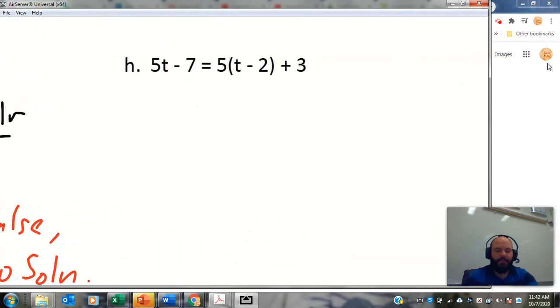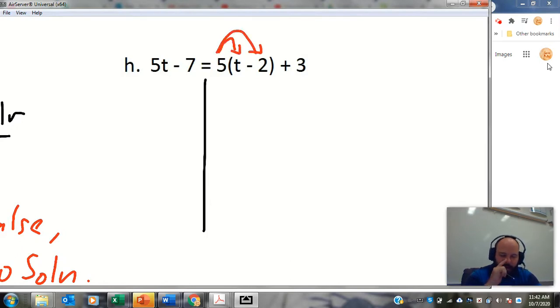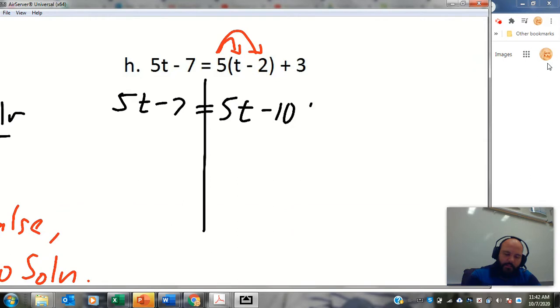Now the last one I'm going to show you is this one. I'm going to draw my line again in equals. I'm going to look at the left-hand side. There's nothing to simplify, so that's good. On the right-hand side, we need to distribute that 5 like that. So, we're left with 5t minus 7. And then we need to distribute the 5. So we're going to have 5 times t, which is 5t, 5 times negative 2, which is negative 10. And then we still have the plus 3. It just drops down like that. It does not get multiplied by the 5 because it's not inside the parentheses.